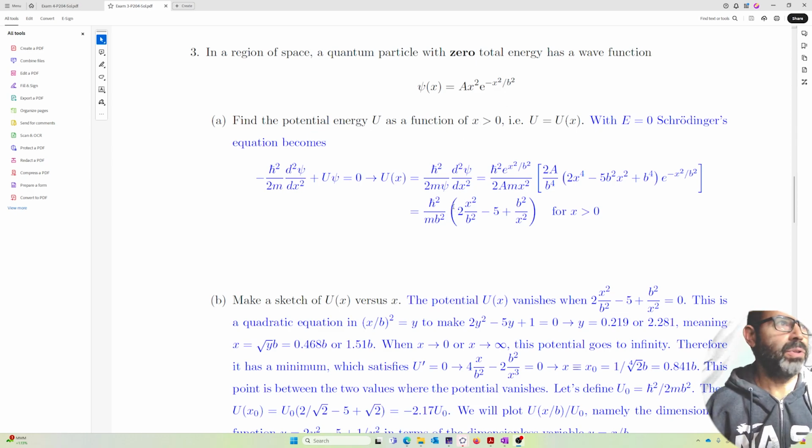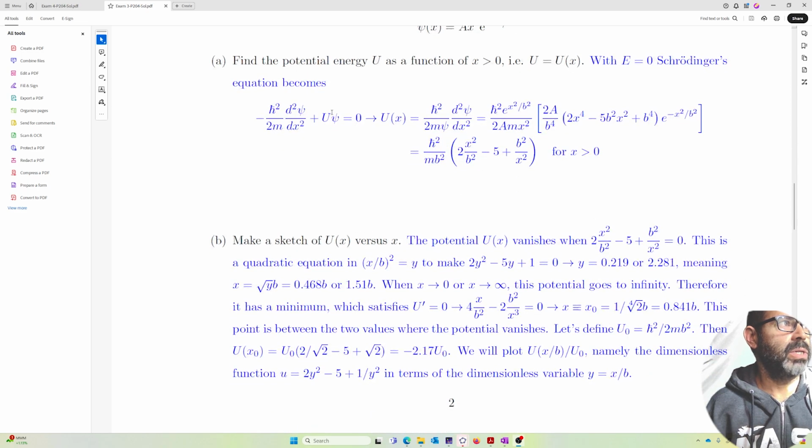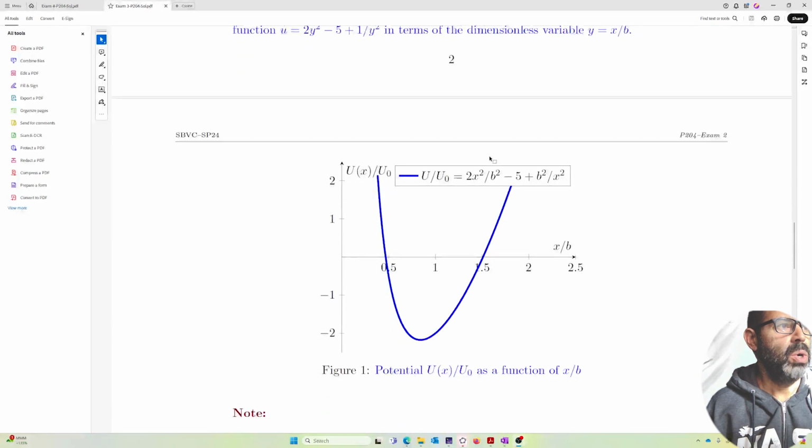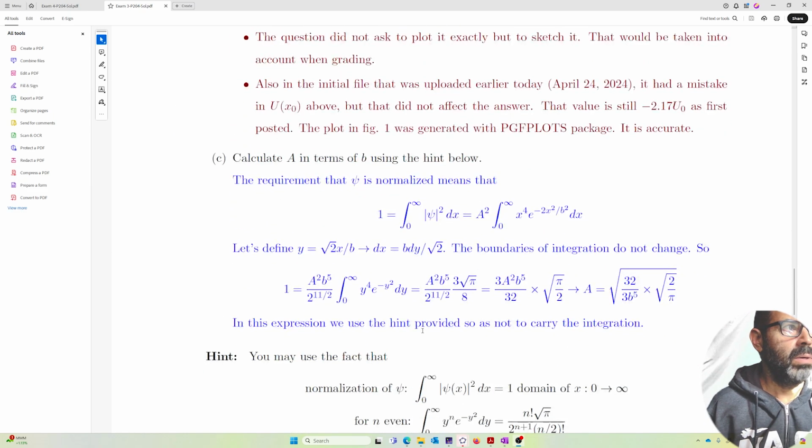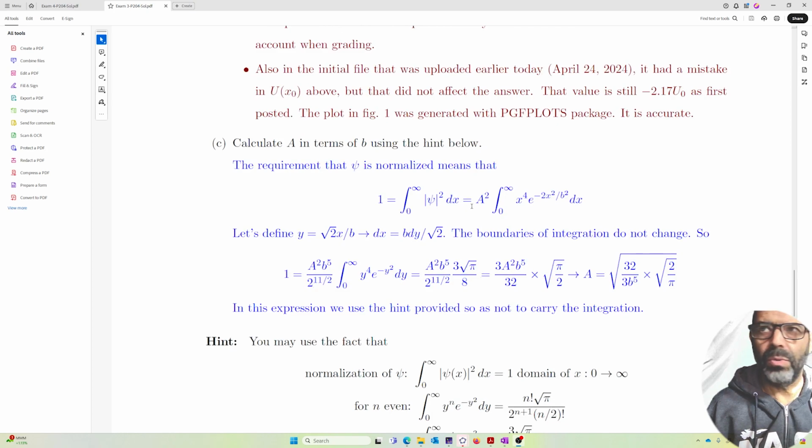Okay, so we found the potential. Once we found the potential, we basically solve this equation. We find indeed that it has a minimum, as it's supposed to have, some sort of a stable position around which it can vibrate or oscillate. Anyway, so we found that. Now the task is to determine A, which is supposed to be real, in terms of B. That's the whole purpose of this exercise.